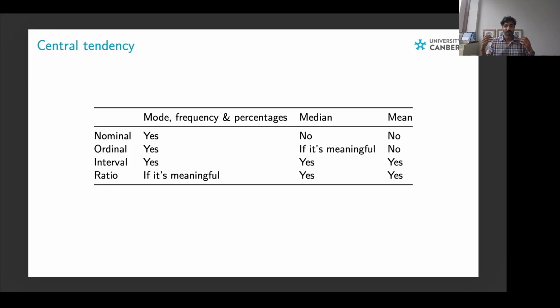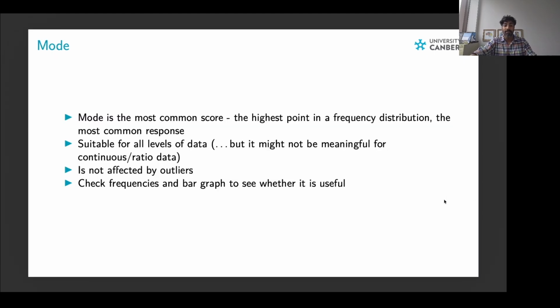Welcome back. So we talked about the measures of central tendency being the mode, median, and mean, and in what levels of measurement would be best to use these. What we're going to do now is look at these mode, median, and mean in a bit more detail. So what is the mode?